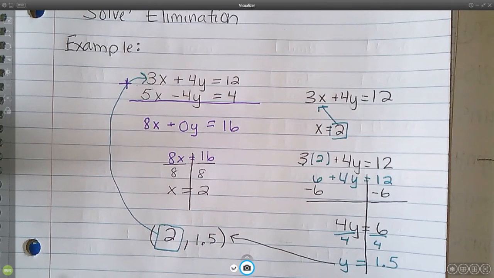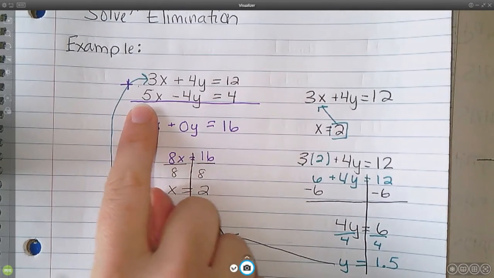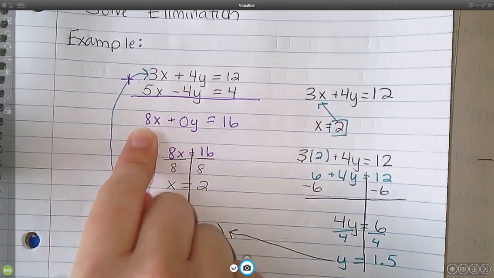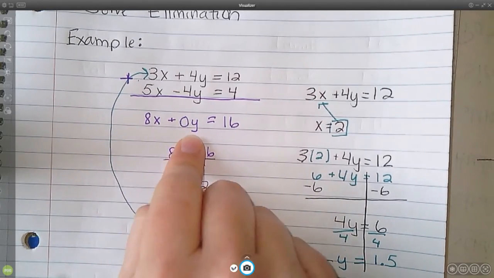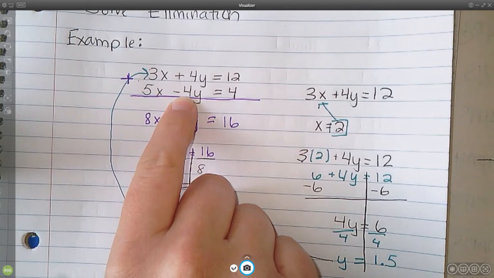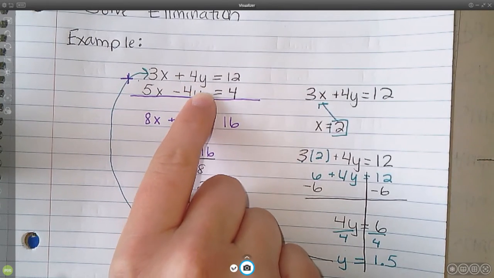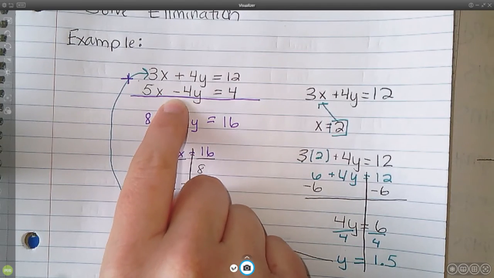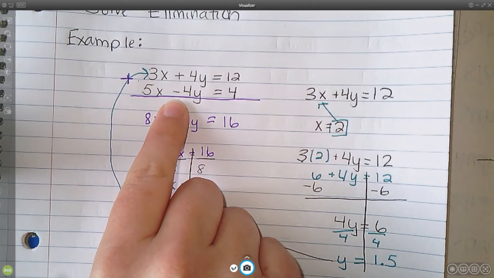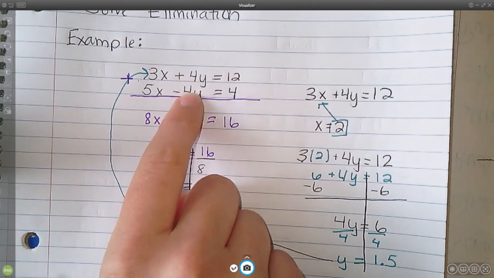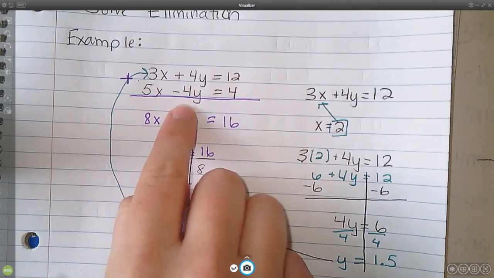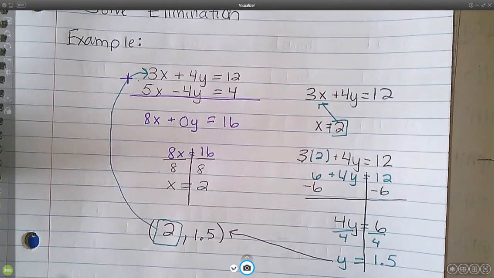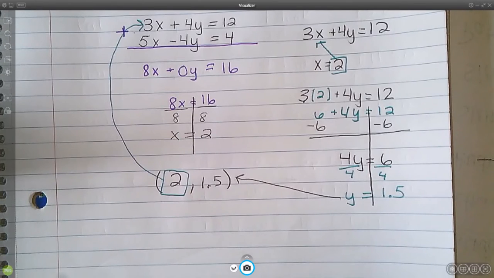If you look at the problem we started with, these just gave us 8. The thing that gave us the 0: they were the same number with the same variable, but the only difference was they had different signs. So if you ever have it where they have different signs, but everything else is the same, elimination is a great choice because they're going to cancel each other out. So let's try another one.